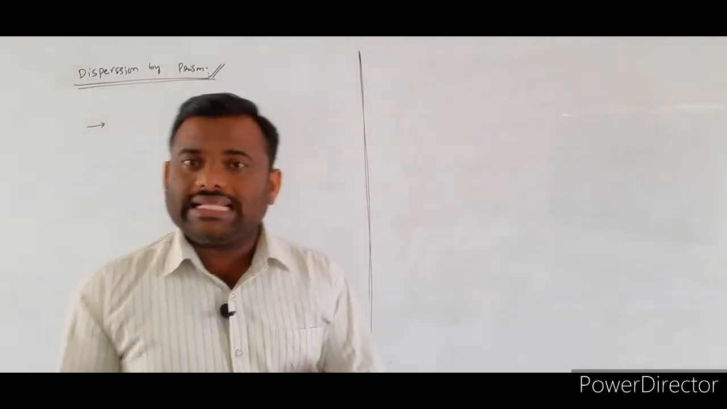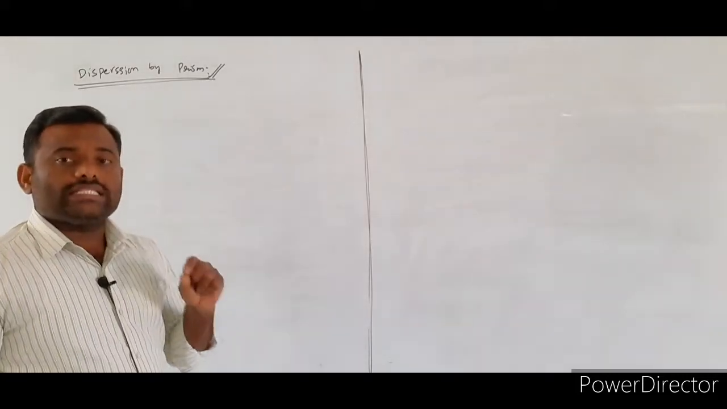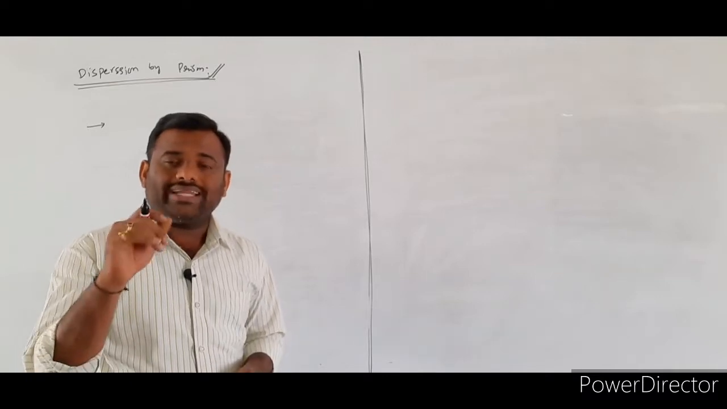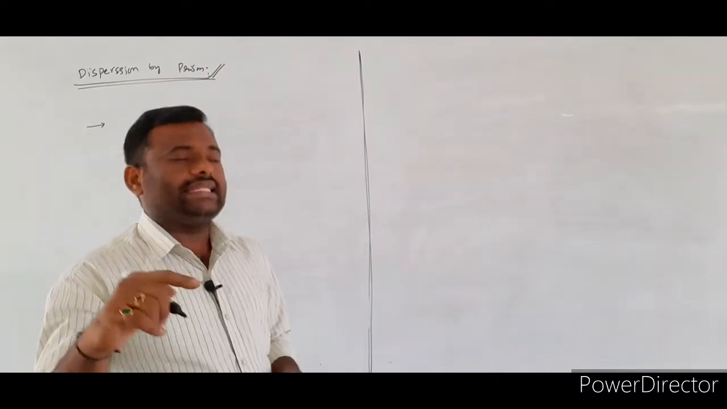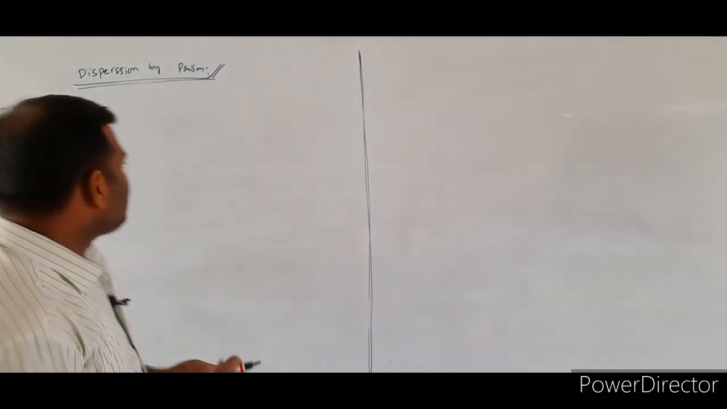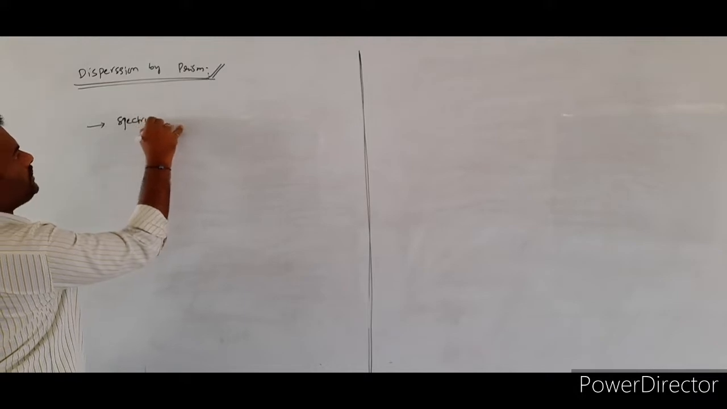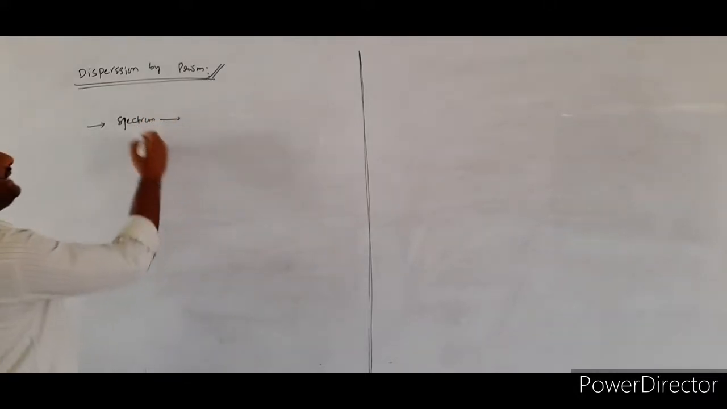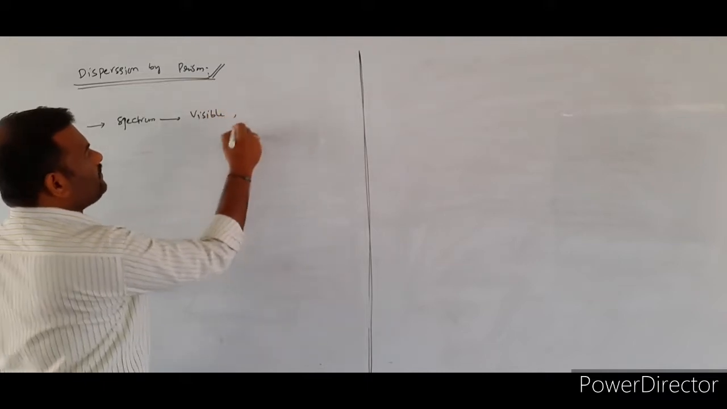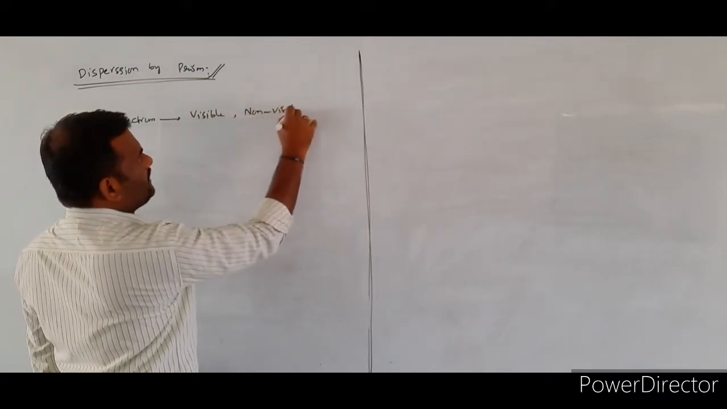We called it as a what? Spectrum. So whatever the spectrum we got due to the dispersion of the light, that spectrum will be consisting in both the regions. One is a visible region, second one is a what? A non-visible region also. This spectrum will be existing in both the regions: one is visible and second one is non-visible regions.